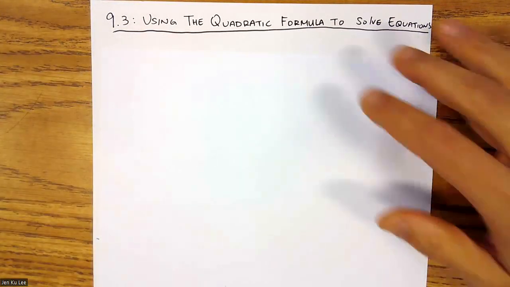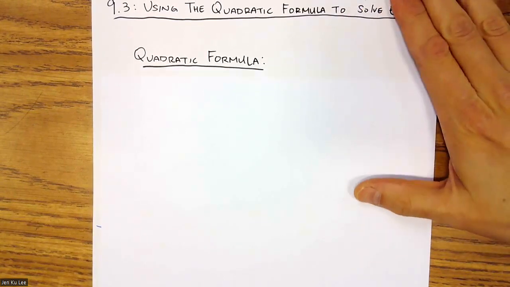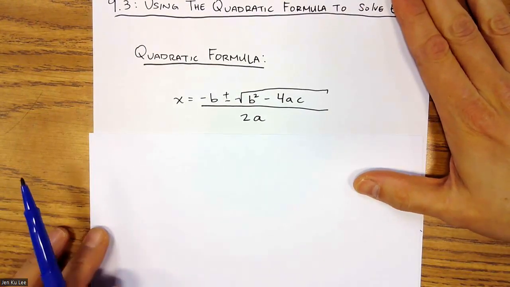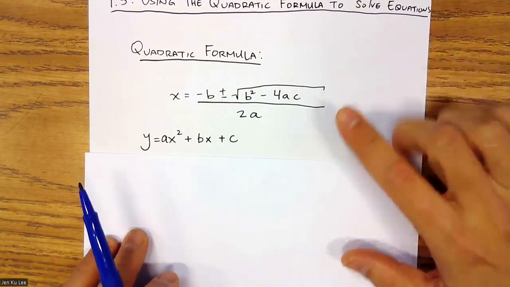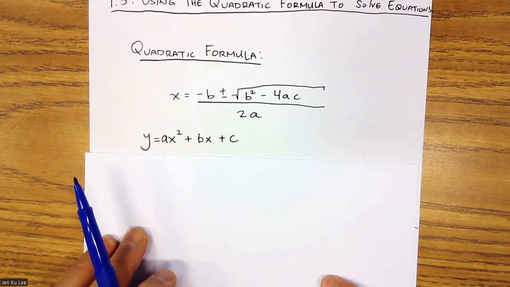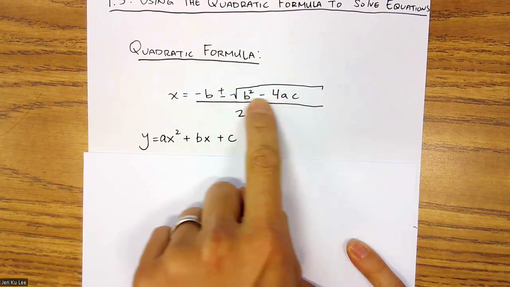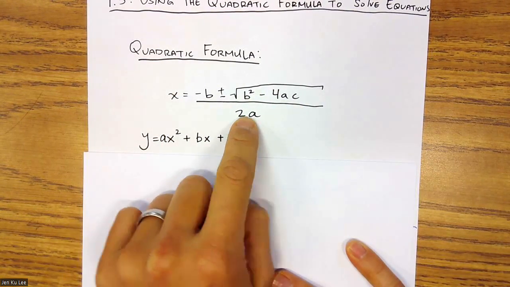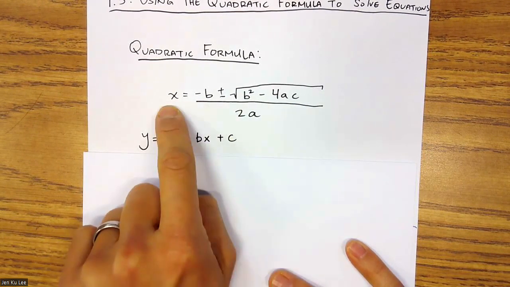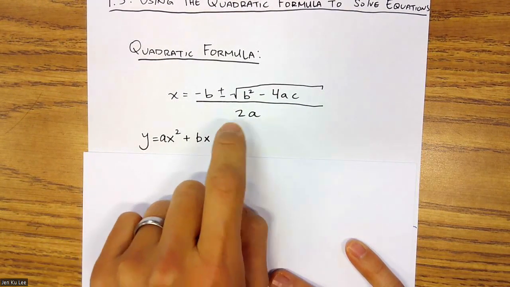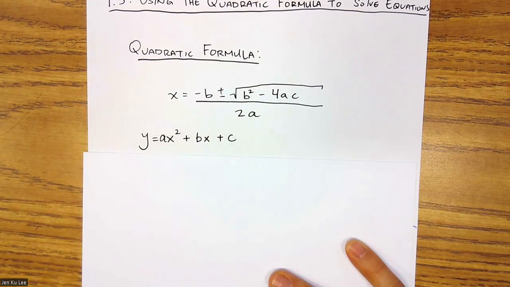So let's cover it. You guys have probably seen this before, the quadratic formula, which is x equals negative b plus or minus the square root of b squared minus 4ac, all over, I can't emphasize that enough, all over 2a. Not just the b squared minus 4ac or not just the negative b, but it's all over 2a. Okay, so everything that's in my numerator is going to be divided by 2a.